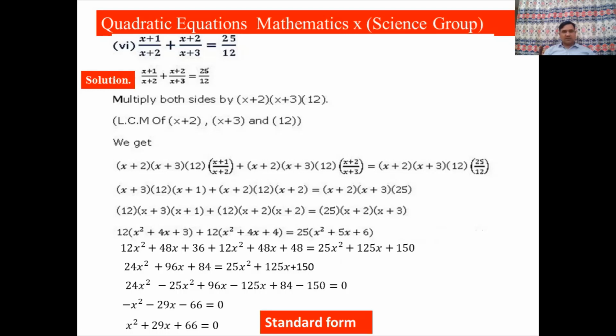Now we have to shift this term into the left side. 25x square minus 24x square minus 25x square, this is 96x, here is 125. When we shift this into the left side, this is minus 125, this is 84, and when we shift this into the left hand side of the equation, we have minus 150, and this is equal to 0. After simplification, we have minus x square minus 29x minus 66 is equal to 0. Just take minus common and divide both sides by this minus, and we are left with x square plus 29x plus 66 is equal to 0, and this is the standard form of our equation.